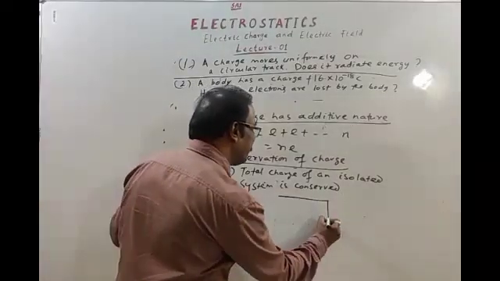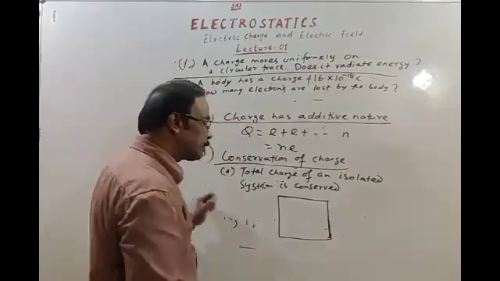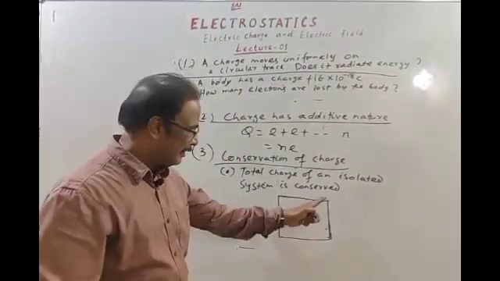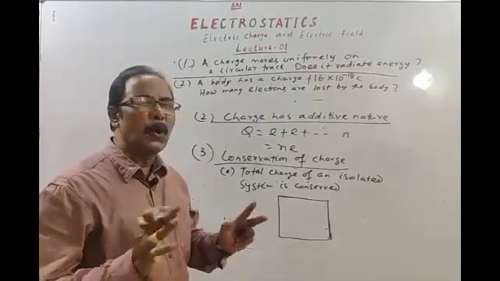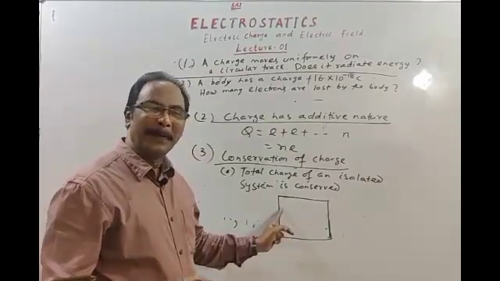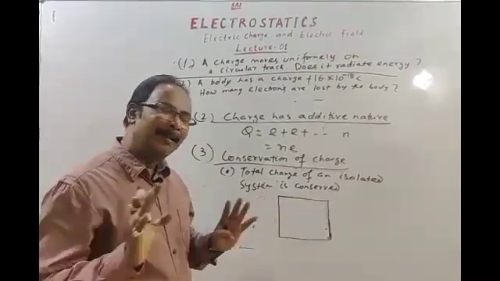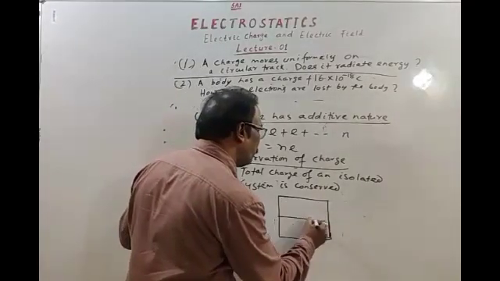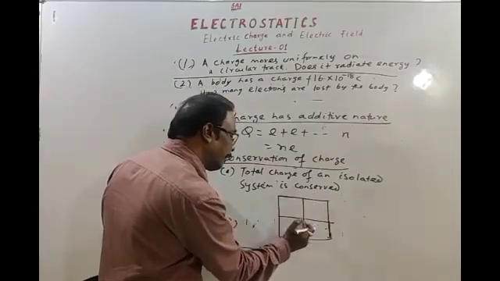Let's discuss it. Suppose this is a box, an insulated box, means though the box is placed on a surface, it is totally insulated. Means there is no conducting surface, inner or outer. We may imagine this box is an insulating box. Suppose there are 4 charges kept in it. These are also insulating partitions.